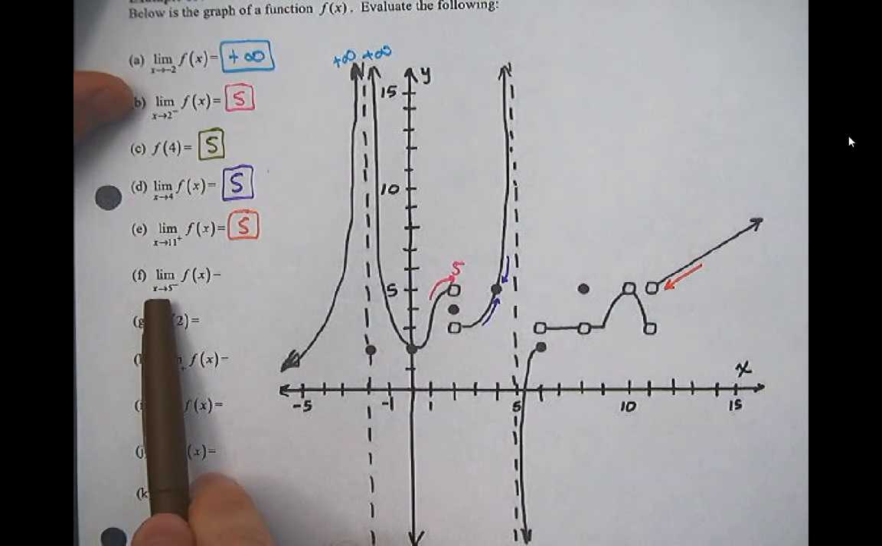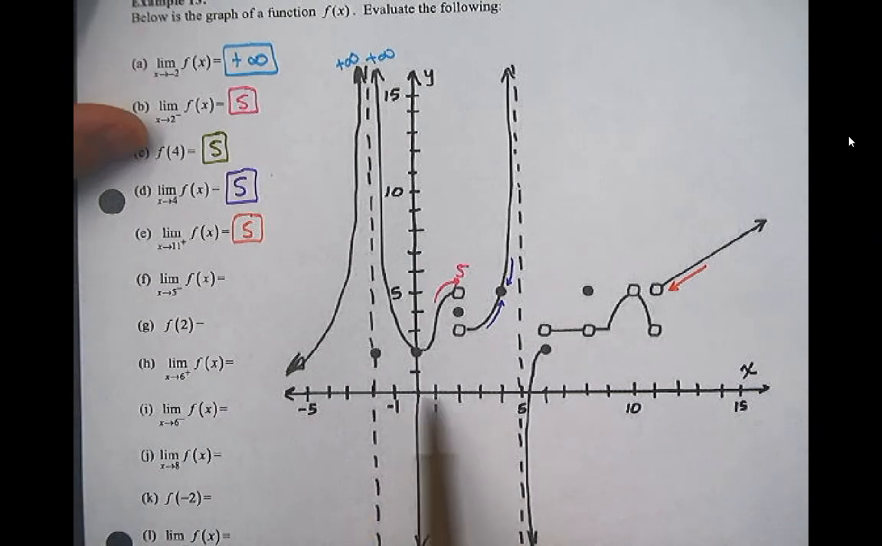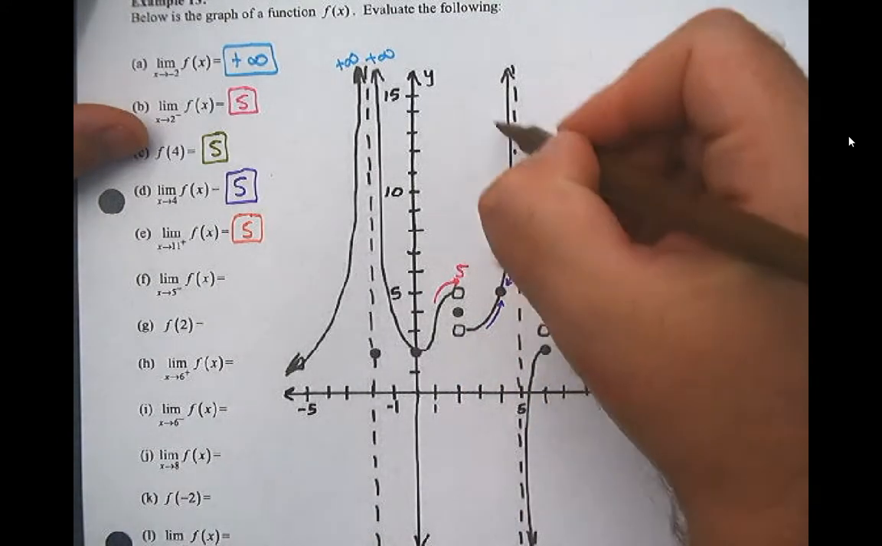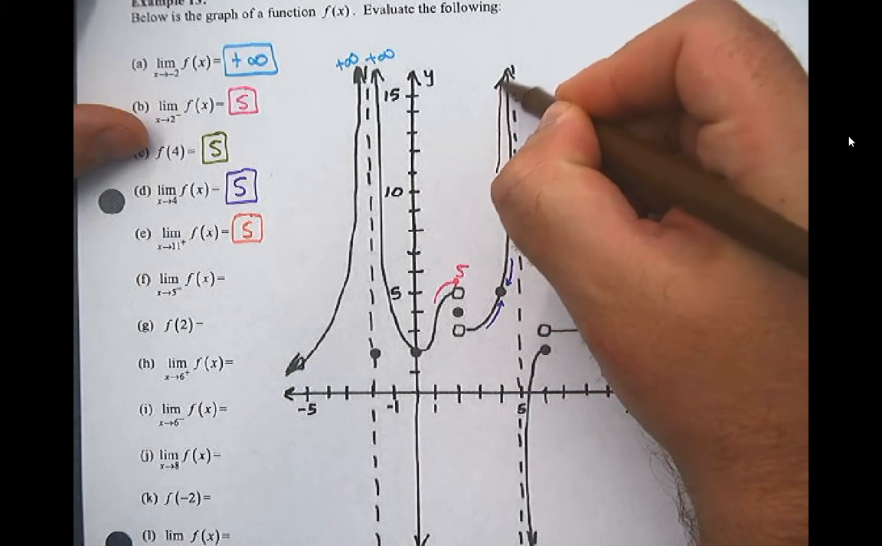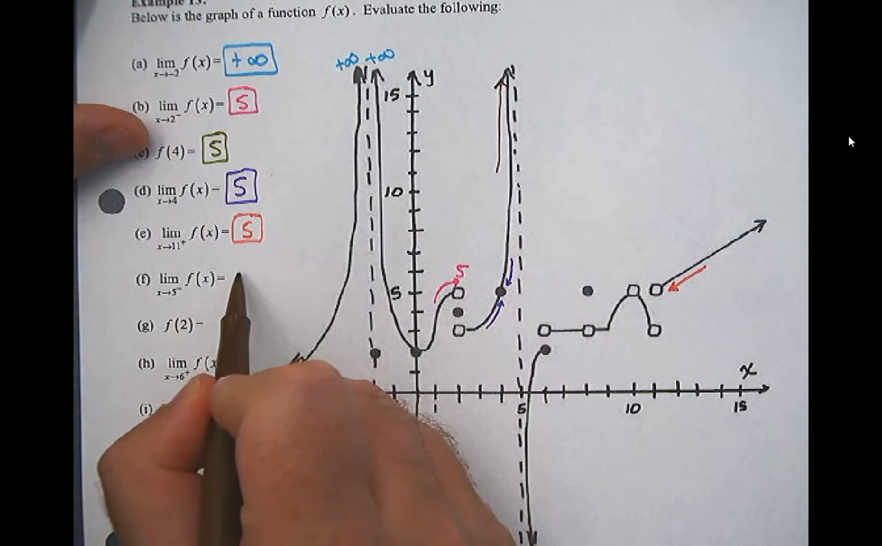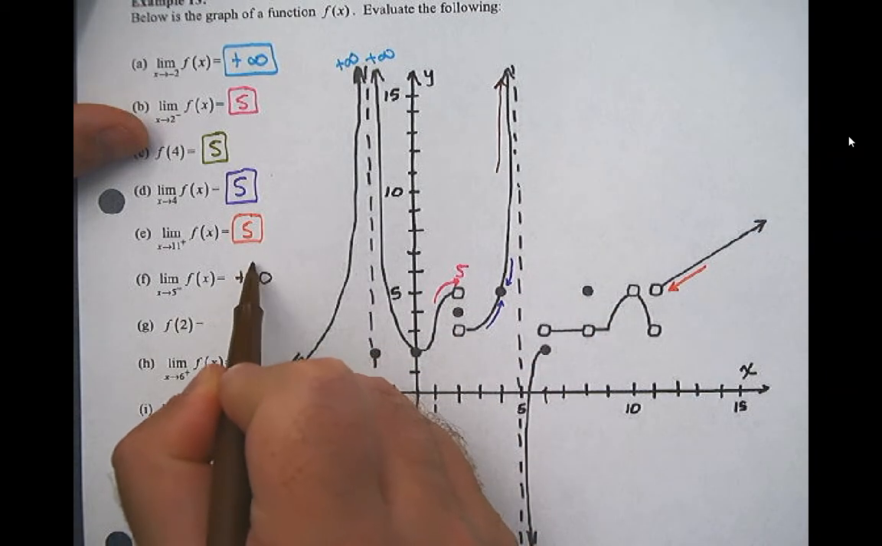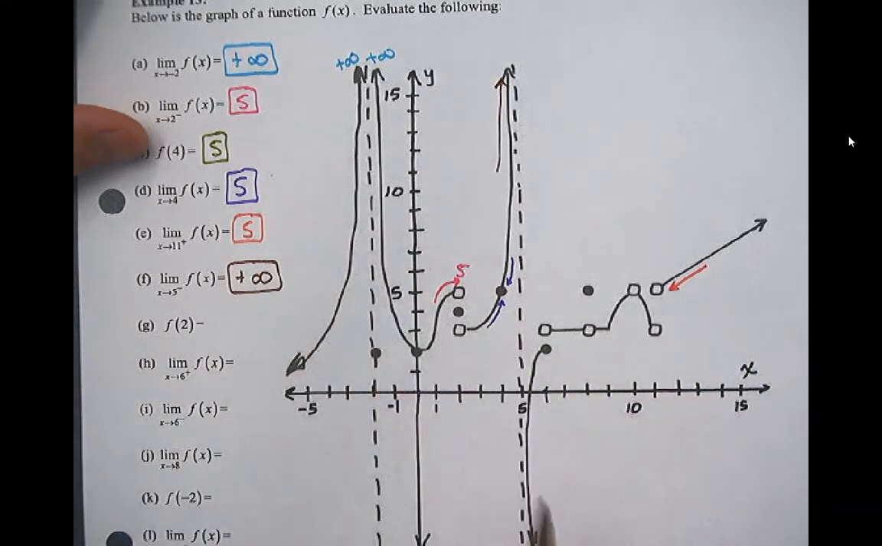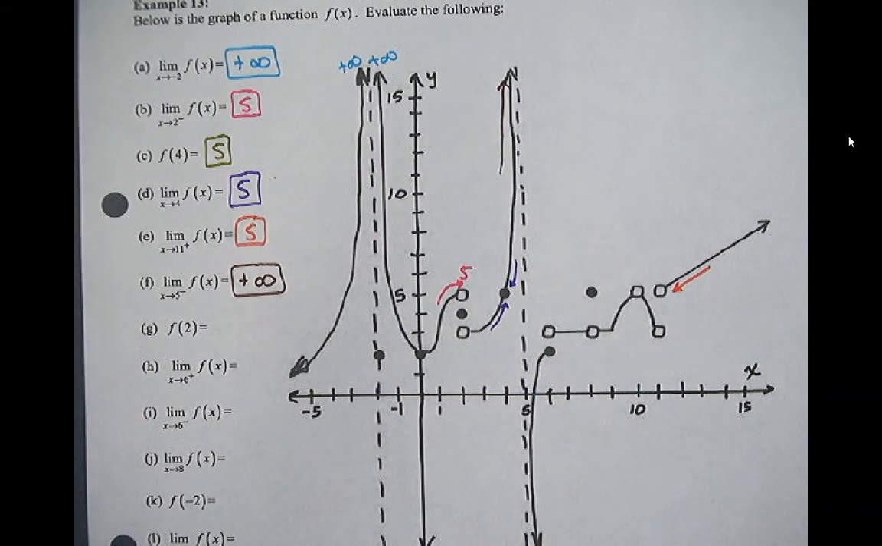What's the limit as we approach 5 from the left? So here's 5. I'm coming at it from the left side. So as I approach from the left side, my graph goes up, up, up, up, up to positive infinity. Why don't you pause and try to do the second half? And then unpause every time, after you try one, unpause and see if you did it.